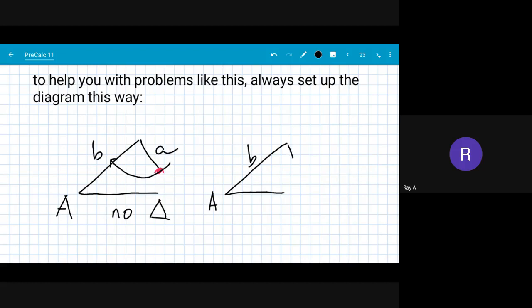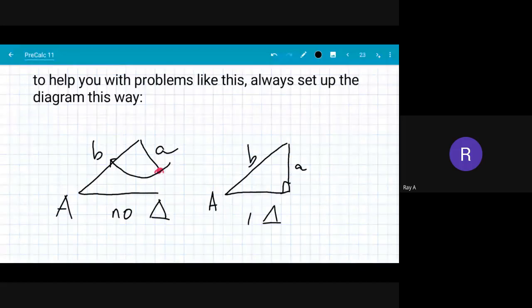This is A. Now suppose that A is enough to get to the bottom. So that means if A is enough, and let's just say that it creates a right angle here, well, that is a right triangle, isn't it? So as you can see, in this case, there is one triangle that you can create. Compare that to the previous picture wherein the A is too short to make a triangle.